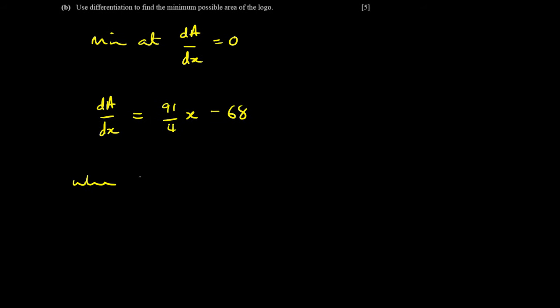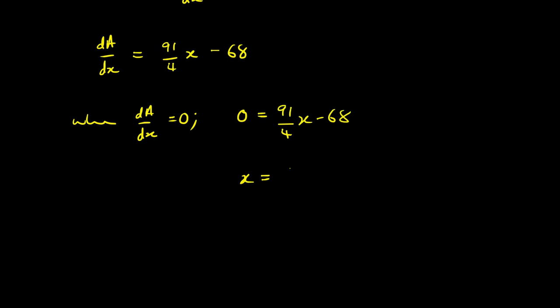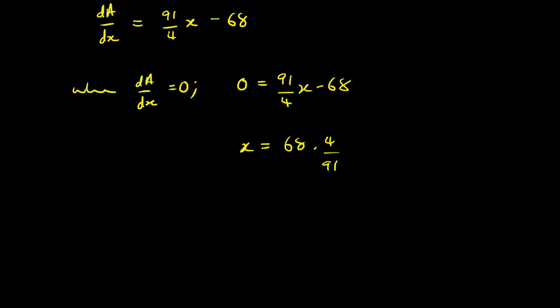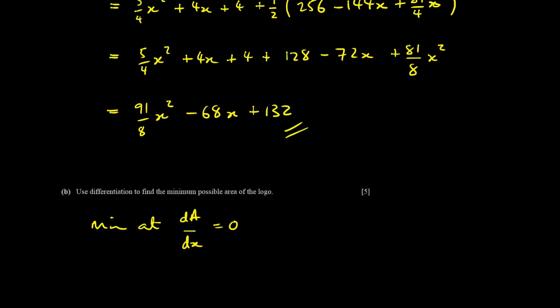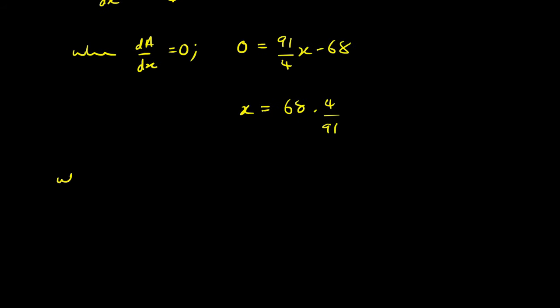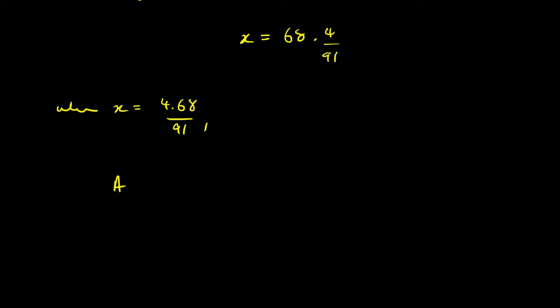So when dA/dx is equal to zero, then zero is equal to 91 upon 4x minus 68, which means that x is going to be equal to 68 times by 4 upon 91. And we could try to simplify that. But the question basically asks us to find the area, doesn't it? Find the minimum possible area of the logo. So we need to substitute that value into our expression for A. So when x is equal to this whole thing, right? So 4 times by 68 upon 91, then what's A going to be equal to? Well, A was equal to 91 upon 8 times by x squared.